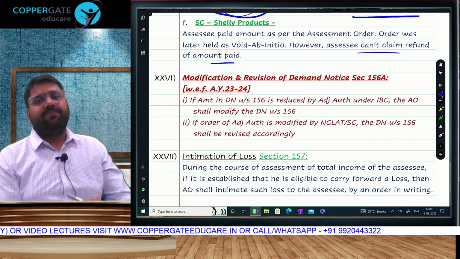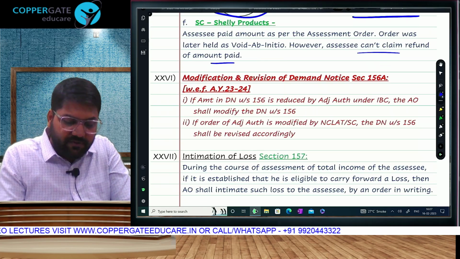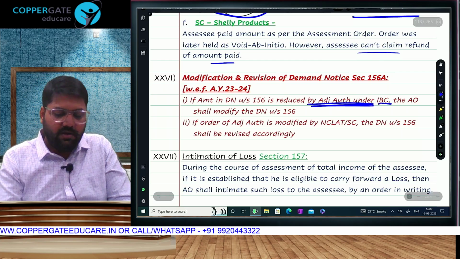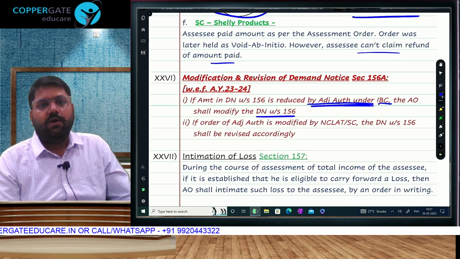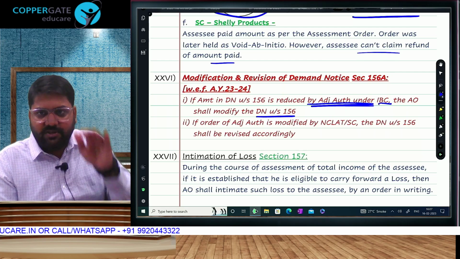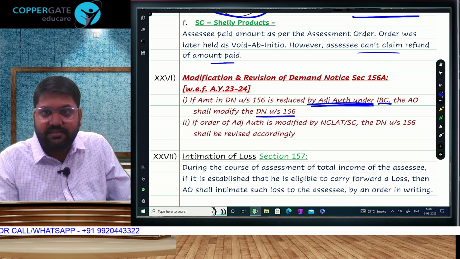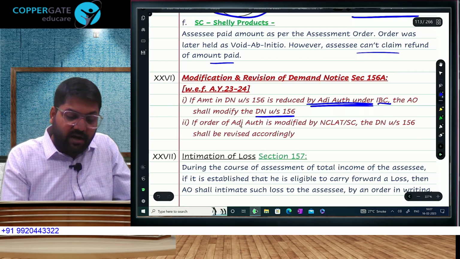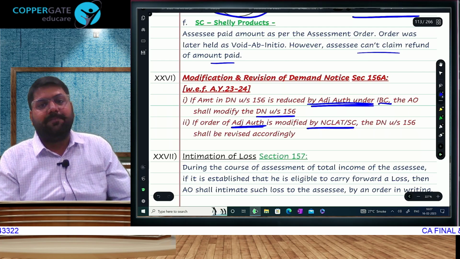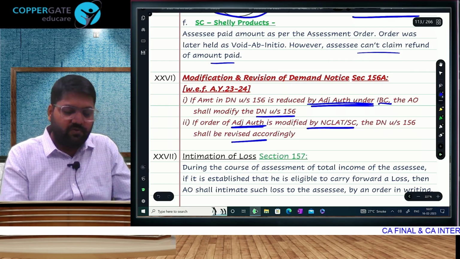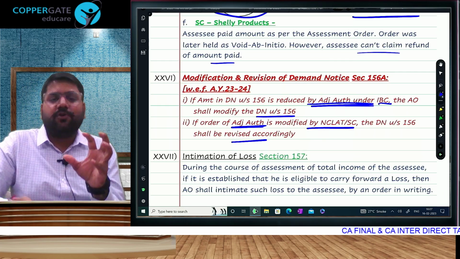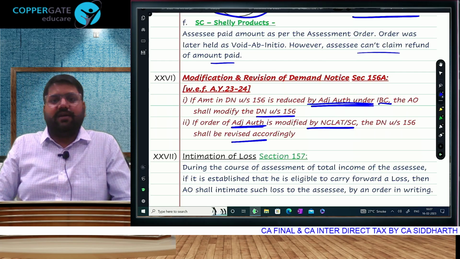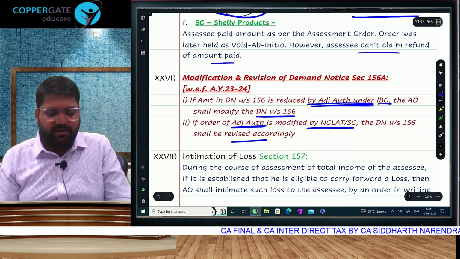One more amendment that has taken place: modification and revision of demand notice. If the demand amount of the demand notice is reduced by the adjudicating authority under the Insolvency and Bankruptcy Code, then the AO will have to modify the demand notice. So, it is possible that we go under IBC, where the adjudicating authority reduces the income tax department's rights. So, the demand notice amount has to be accordingly modified. But later on, if the adjudicating authority's order is further changed by the company law appellate tribunal or the Supreme Court, then again we have to revise. So, first the demand notice was given, the adjudicating authority changed it, so we will modify, and then NCLAT or Supreme Court again changed it, so we will again revise it accordingly. So, a demand notice can be modified or revised accordingly.